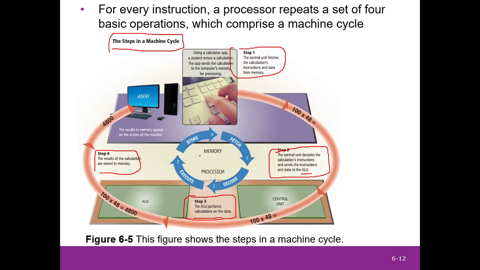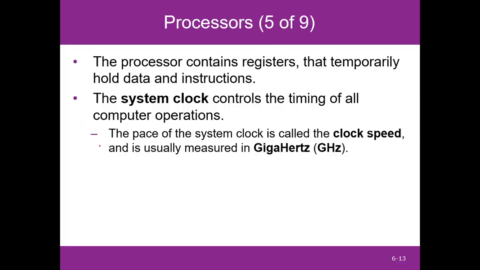In step three, the ALU performs the operation on the data. The data is available to the ALU, and the ALU knows what type of operation to perform on the data. It does that. Once it does that, the fourth step is to store the results that were generated. So these four steps make up a machine cycle, and this machine cycle is repeated over and over again by the CPU to execute each instruction.